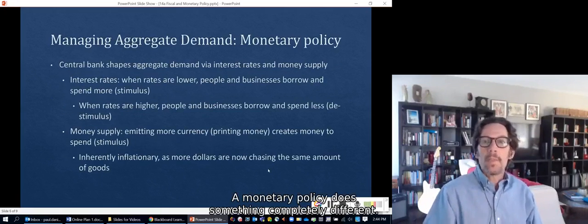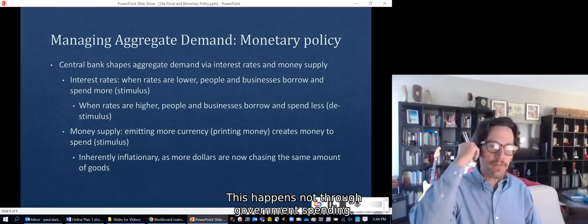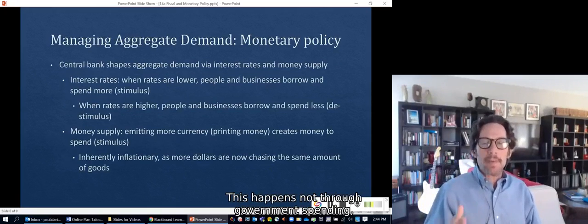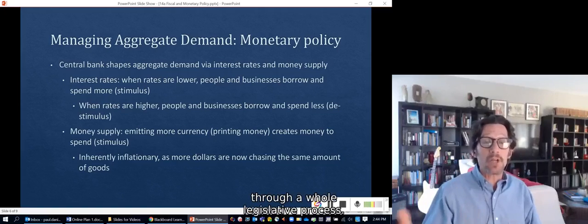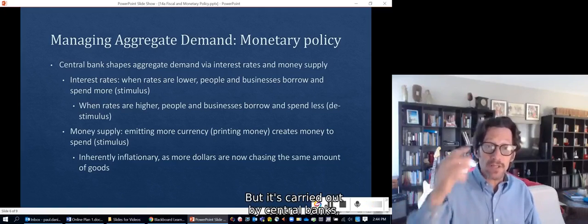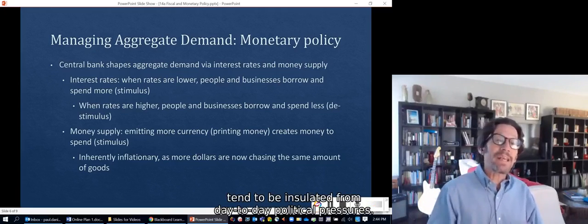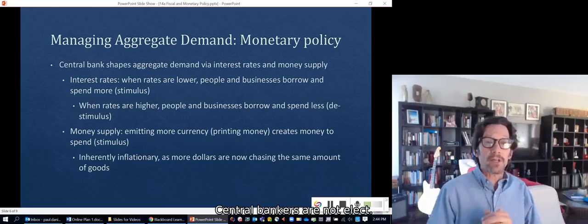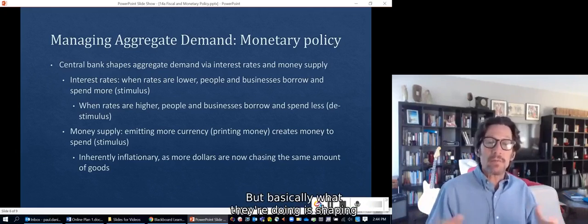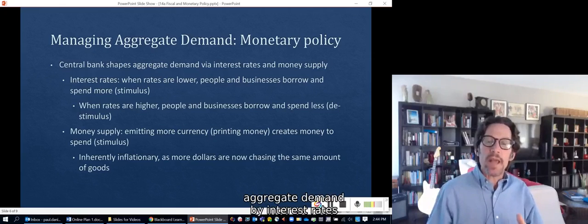Monetary policy does something completely different. This happens not through government spending, which in most countries has to go through a whole legislative process, but it's carried out by central banks, who, on the contrary, tend to be insulated from day-to-day political pressures. Central bankers are not elected. And some people think this is good, some people think it's bad. But basically what they're doing is shaping aggregate demand by interest rates and by shaping the money supply.